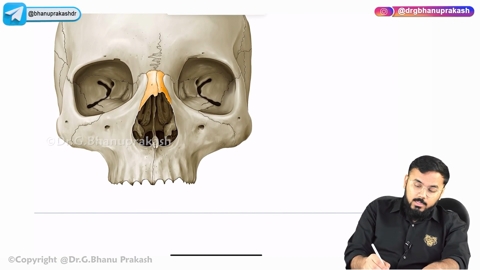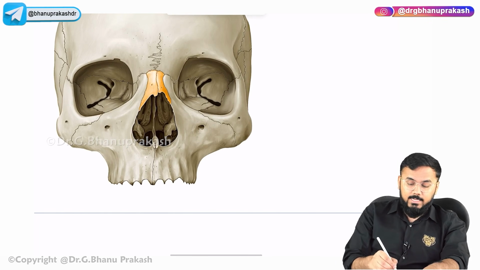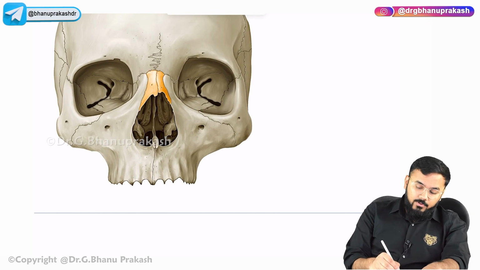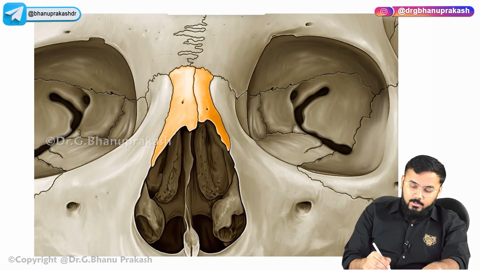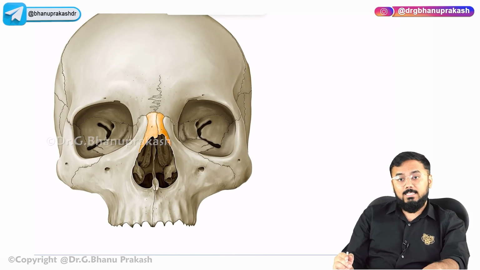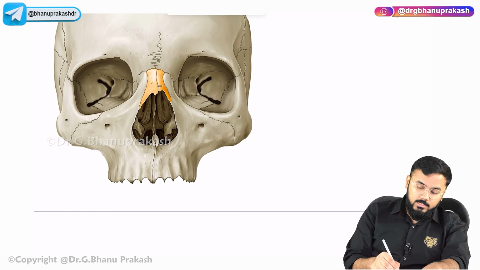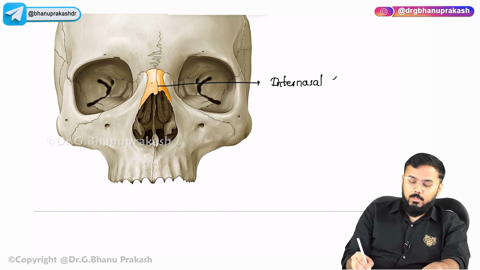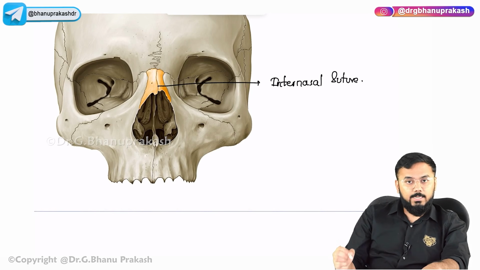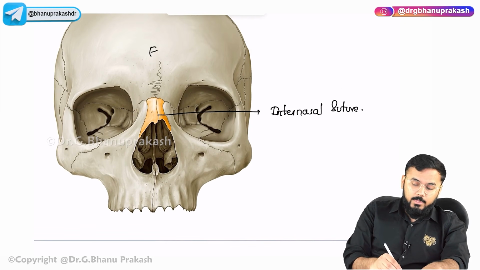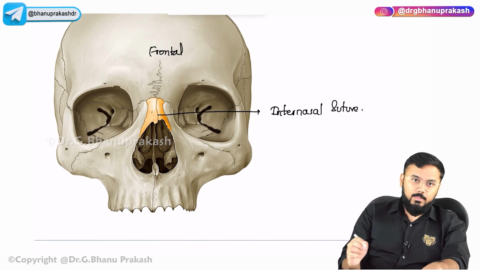First of all, you have to know that this colored part which you can see is called the nasal bone. Now in between two nasal bones, you see a line here, like this, right? This particular line in between two nasal bones is called the internasal suture. Next important thing, what is this particular bone over here? This is your frontal bone.